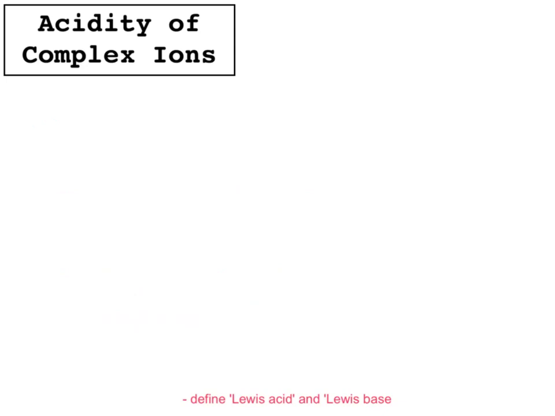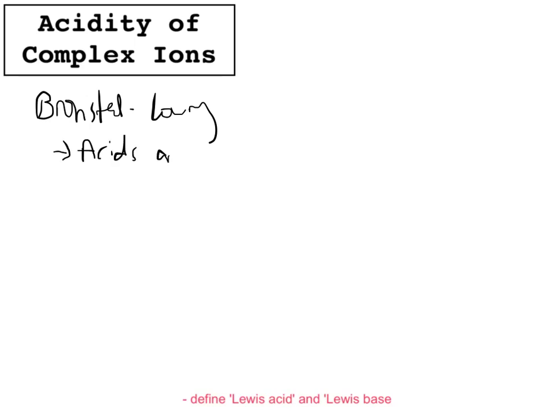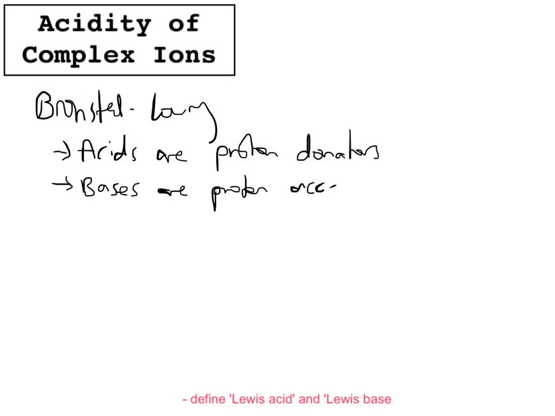So there are two different ways you can think of acids and bases. The one that you've come across before already is the more common description, and that's the Bronsted-Lowry description of acidity, which is where acids are proton donors, so H plus donors, and bases are proton acceptors. The problem here is that this doesn't explain why compounds that do not contain hydrogen can be acids as well.